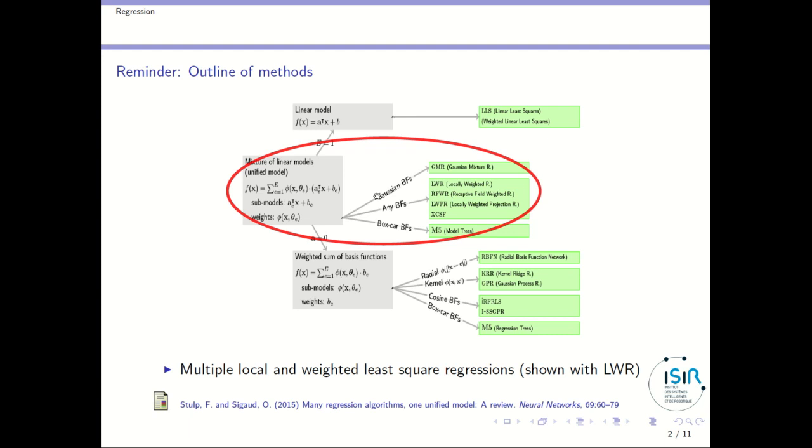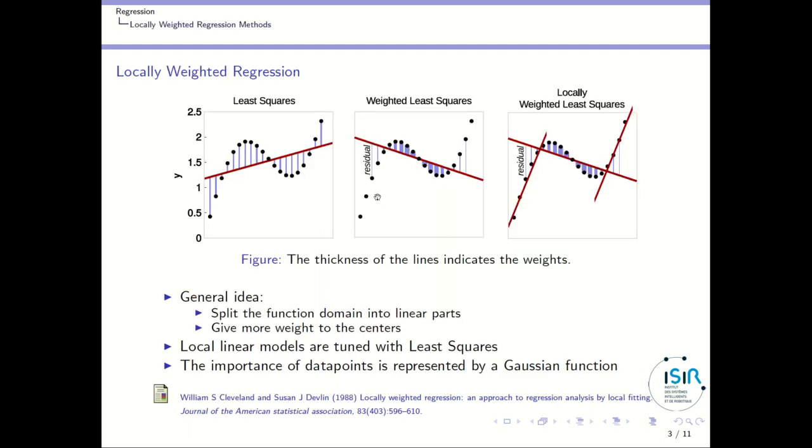First, let's understand the first principles. Previously we have seen that given these data points, the least squares method will provide this linear model, which is not a very accurate approximation of those data points. Now let's see what we can do with weighted least squares.